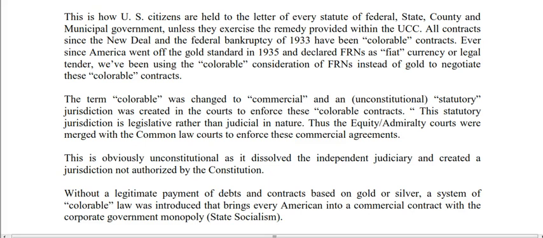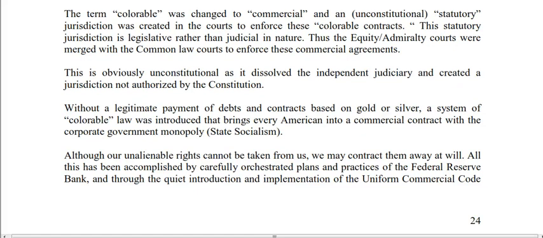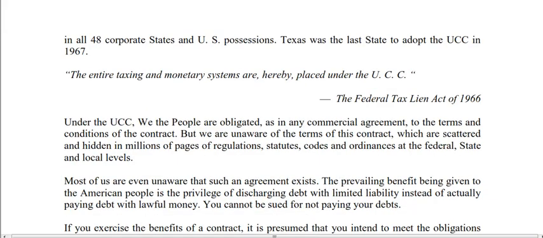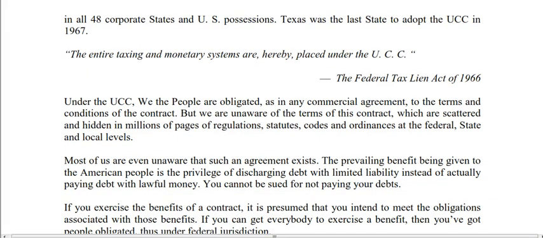Without a legitimate payment of debts and contracts based on gold or silver, a system of colorable law was introduced that brings every American into a commercial contract with the corporate government monopoly, state socialism. Although our unalienable rights cannot be taken away from us, we may contract them away at will. All this has been accomplished by carefully orchestrated plans and practices of the Federal Reserve Bank and through the quiet introduction and implementation of the Uniform Commercial Code in all 48 corporate states in U.S. possession. Texas was the last state to adopt the UCC in 1967.